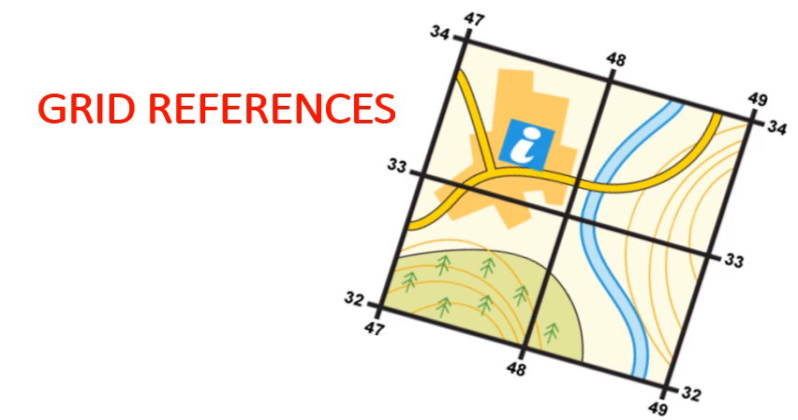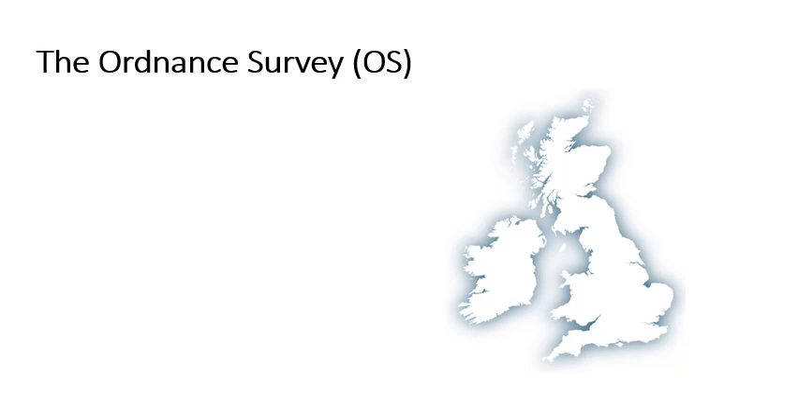This revision session is about the important map skill of grid references. As well as being a life skill, it's also going to be tested several times on your exam, perhaps on all three of the Geography GCSE papers. The Ordnance Survey is the company that produces the maps we use most frequently in geography.